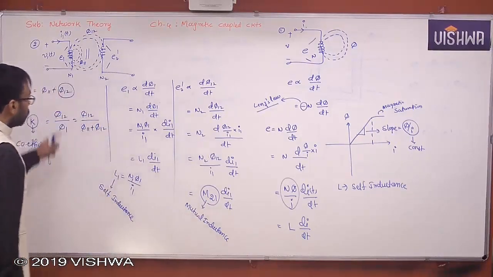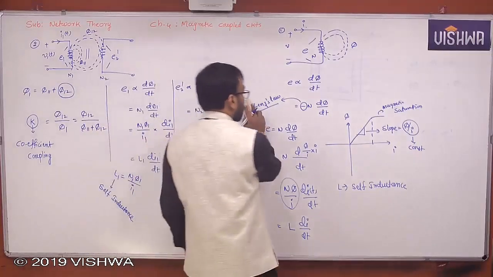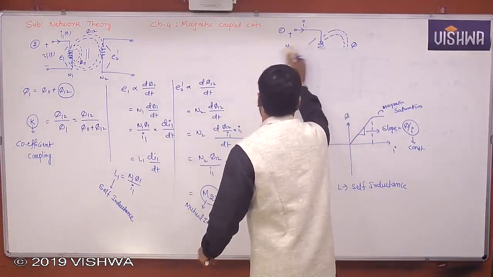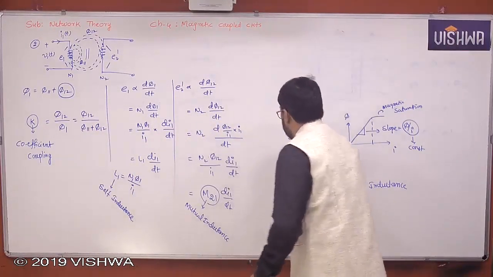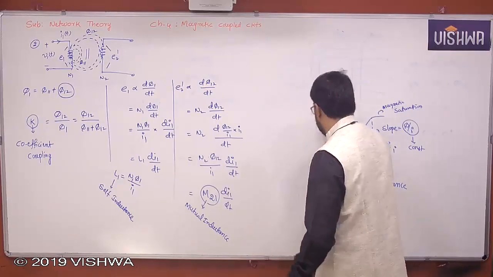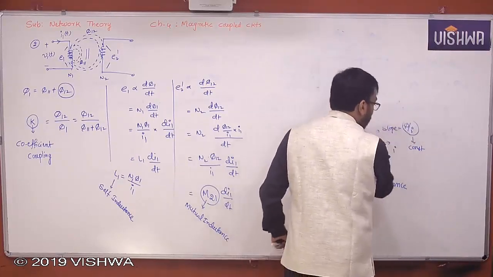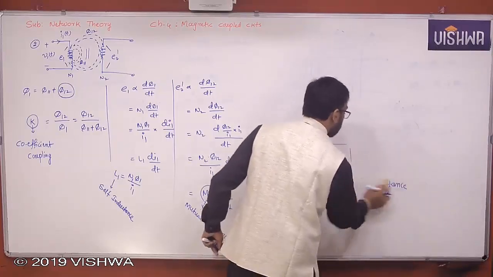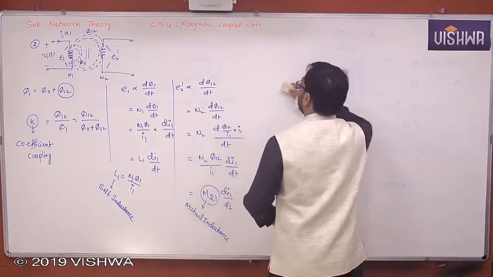So this is how it works when the primary coil is excited but the secondary coil is left open. Now, when I take the secondary coil excited and the primary coil left open, let us see what will happen. Third case.